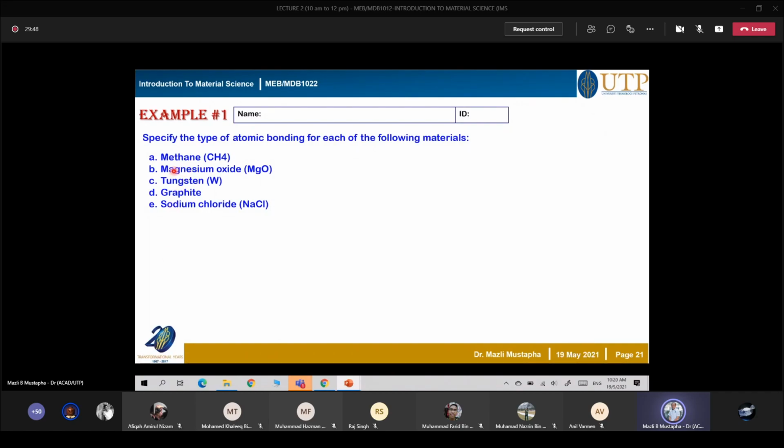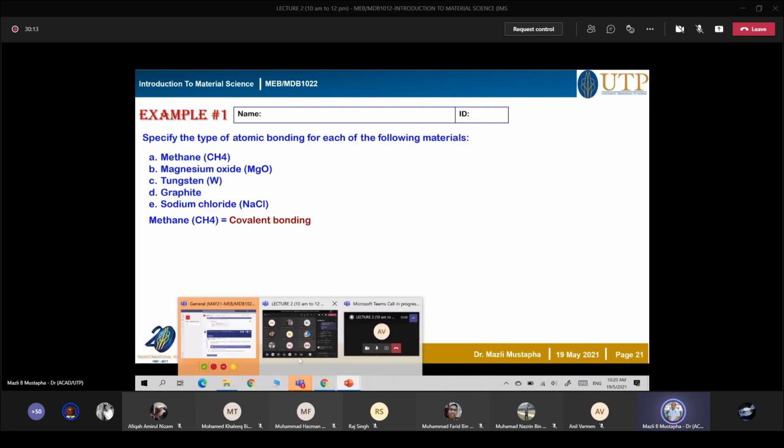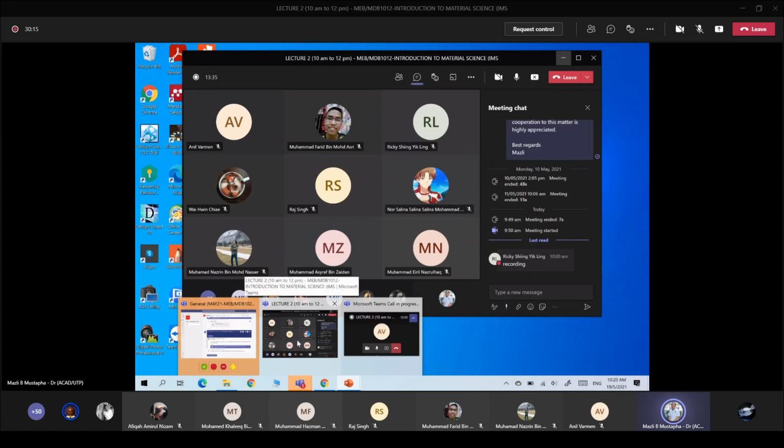Let's say, what type of atomic bonding for the following materials: methane. I'm not going to ask you, but I think you can guess. Methane we have covalent bonding. And how about magnesium oxide? Let's say, in the chat box, if you want to answer.